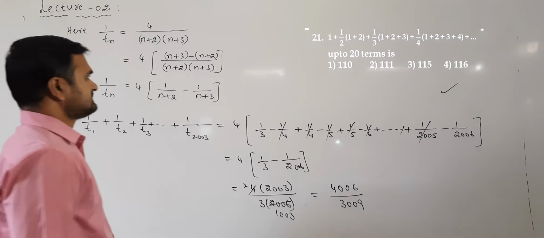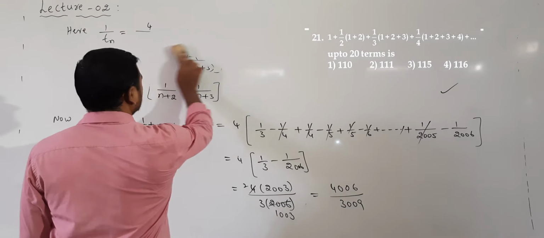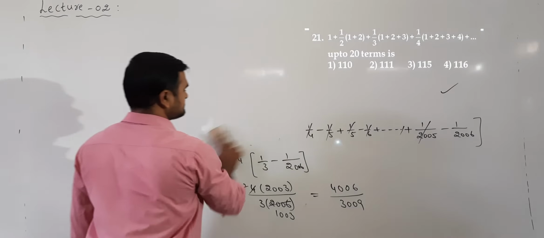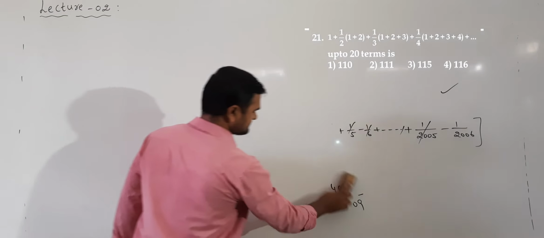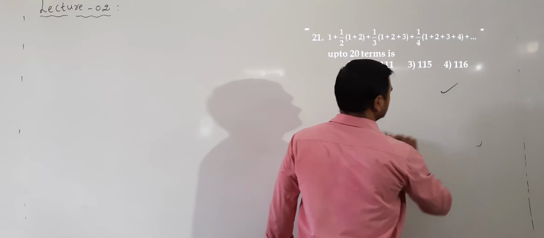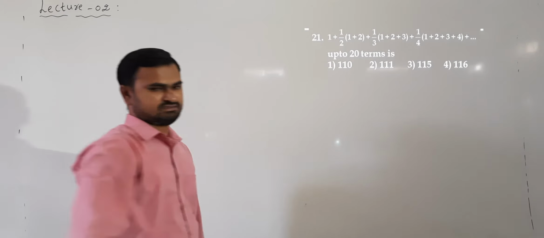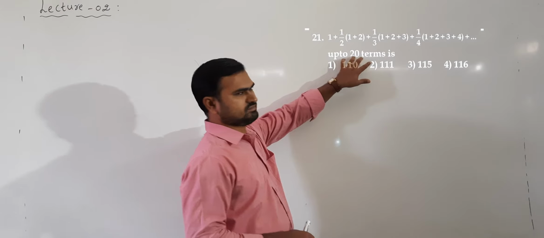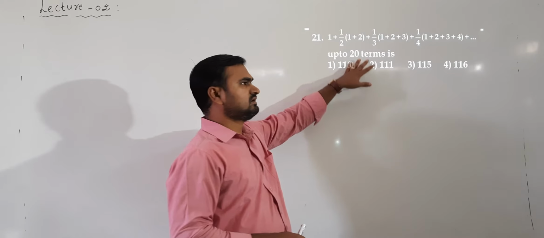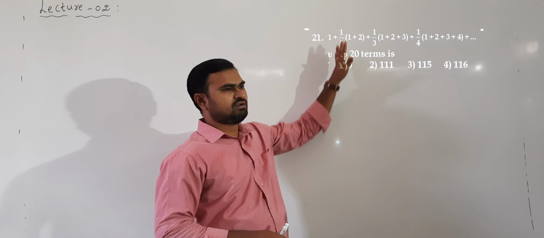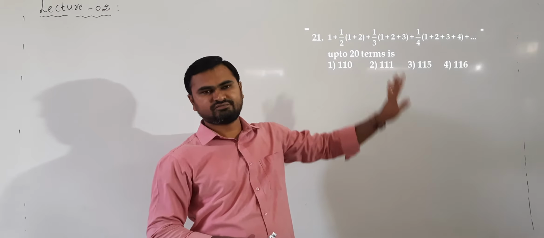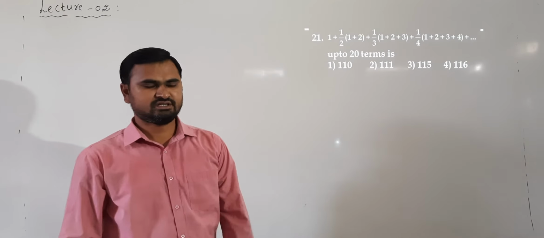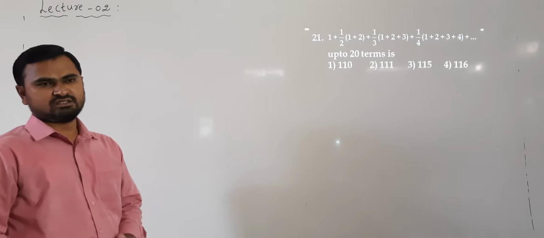The question is 1 plus 1 by 2 into 1 plus 2, plus 1 by 3 into 1 plus 2 plus 3, plus 1 by 4 into 1 plus 2 plus 3 plus 4, and so on up to 20 terms. Here also we are finding the sum up to a particular number of terms, 20 terms. If the problem is in terms of n and options are also in terms of n, then we can verify. But here they are asking particularly the sum up to 20 terms. So here we have to solve directly.